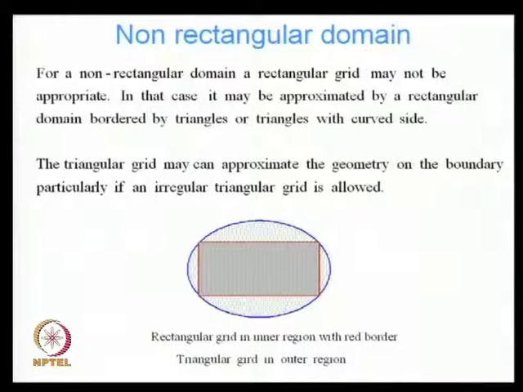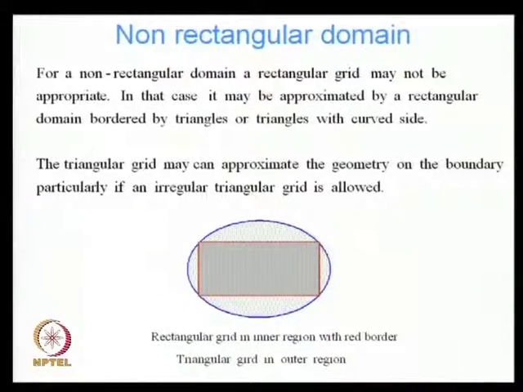And also the triangular grid can approximate the geometry on the boundary, particularly if an irregular triangular grid is allowed. A regular triangular grid is again restrictive, but if I have a free grid, I can put points wherever I like. I do not have to put points in a particular fashion, plus h, minus h. If I put points arbitrarily, then it is much easier for me to approximate the geometry.